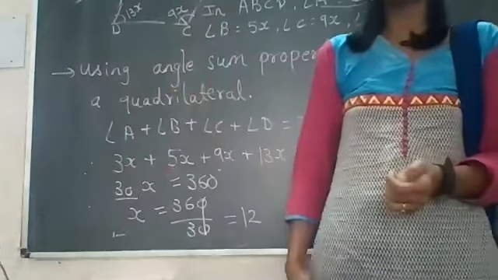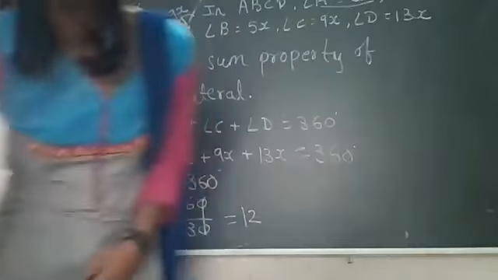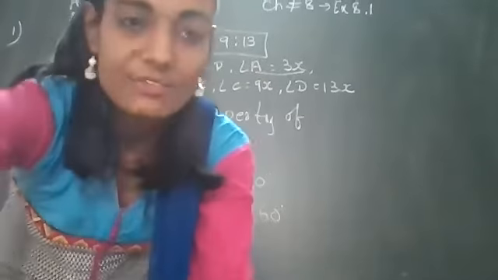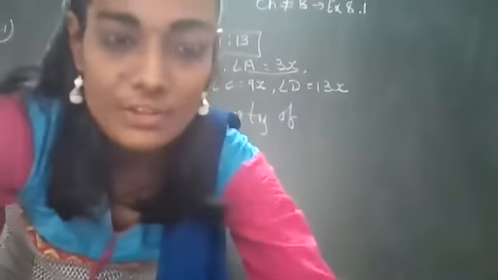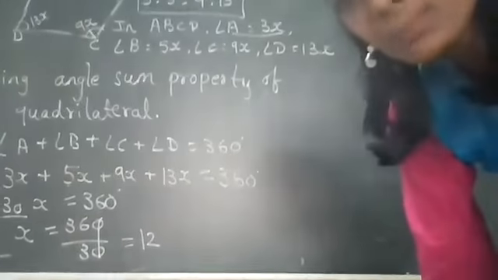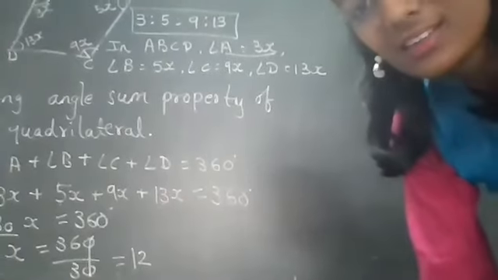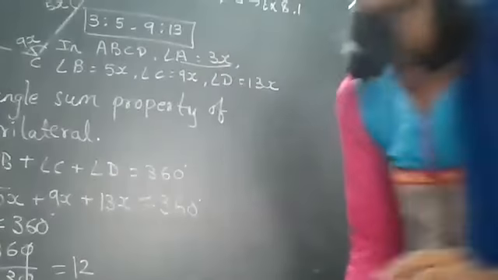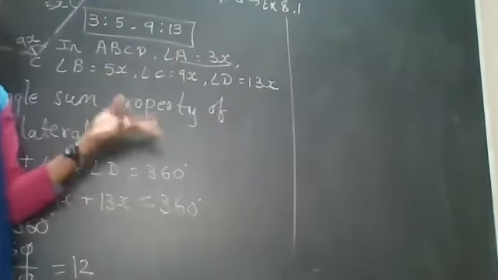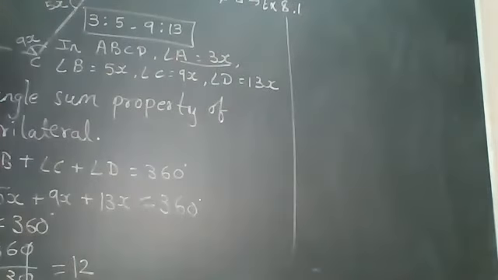Write this down in your notebook. You have written everything. Now we are going ahead. We have to find out the angles. It is not completed yet. We have to find out all the four angles that are remaining. We have just found the value of x only.